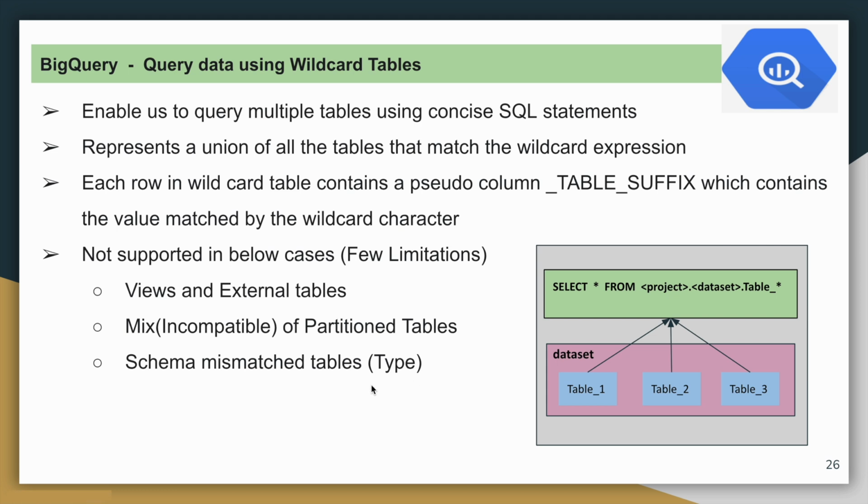For example, let us say we have table 1 and table 2, table 1 is having column 1 as data type string, table 2 is having column 1 as data type integer or some other data type. In such cases also this feature is not supported. There are many more limitations also. For that, please refer to the official documentation. Okay. I hope you understood this concept, right. Now, let us quickly go to the demo.